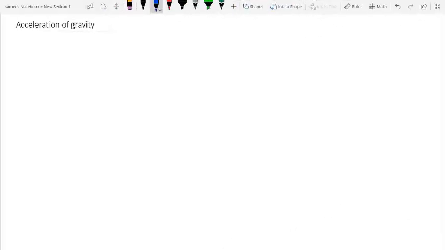Acceleration of gravity. If we drop an object and it falls down to the earth, then the object will exhibit an acceleration, i.e. it is a constant acceleration, i.e. the velocity is increasing at a constant rate. Near Earth's surface, the acceleration of gravity is the same for all objects, and we call it the acceleration of gravity g.